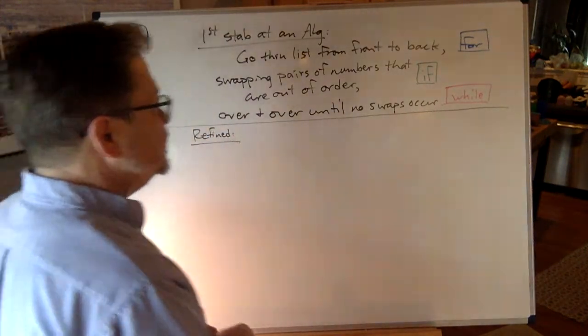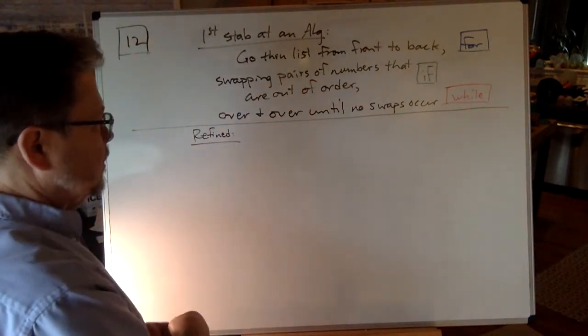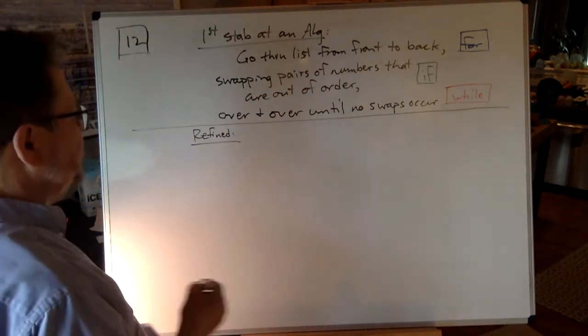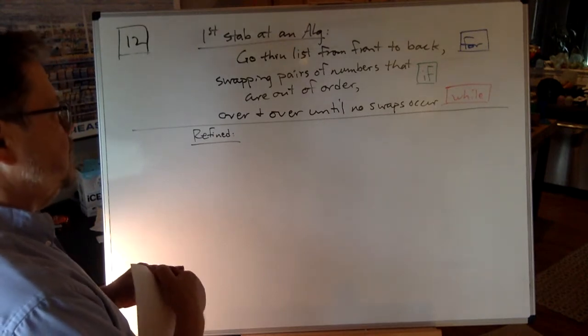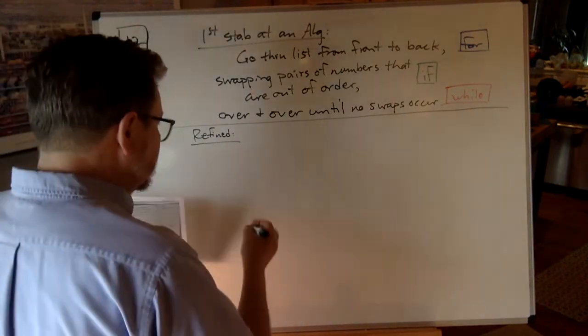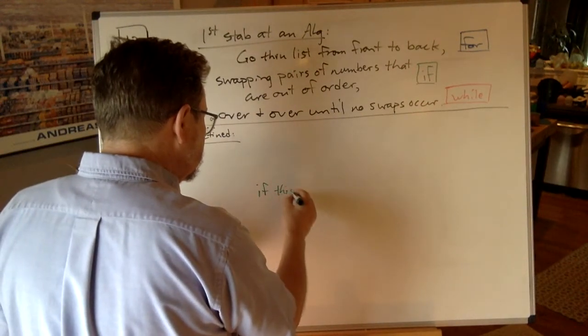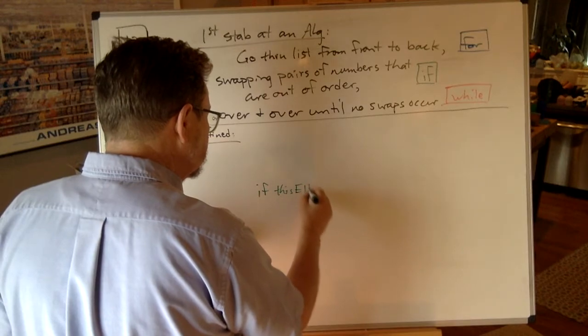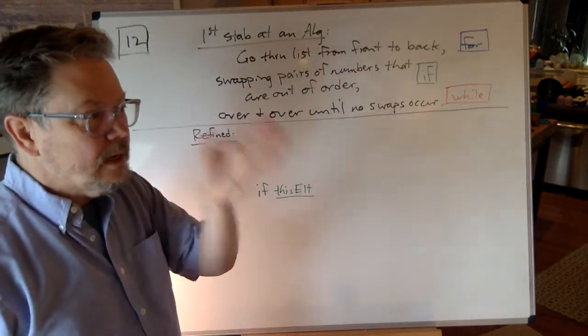My refinement, I'm going to kind of do it like a Chinese character. Maybe start in the middle and work my way out all different directions. The if stuff, that's like a key part of the whole algorithm, is swapping things that are out of order. So I'm going to start with my if. If this element, ELT, this element, meaning the list element I'm looking at right now.